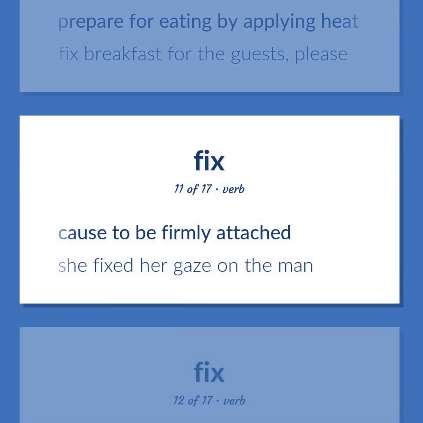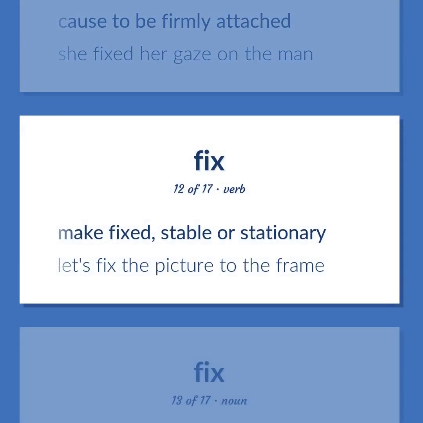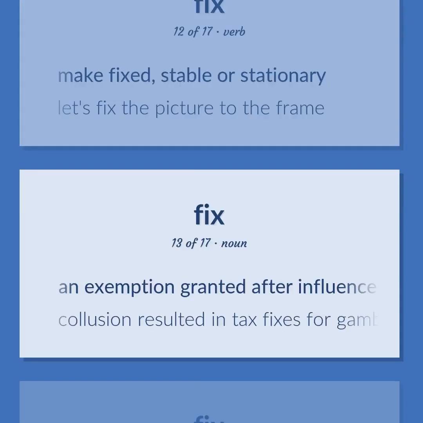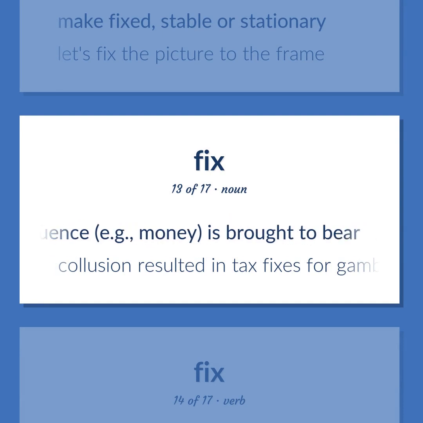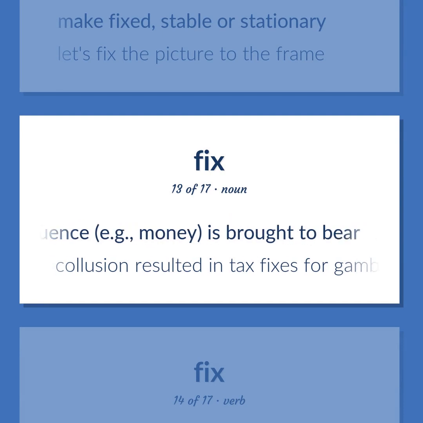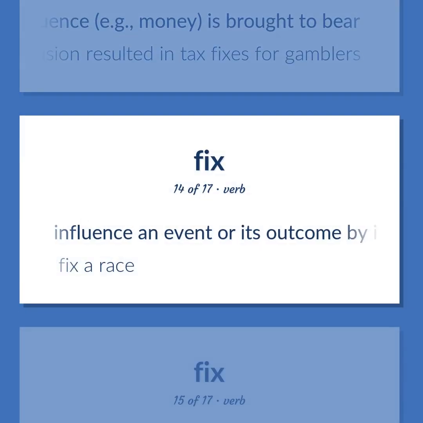Cause to be firmly attached. She fixed her gaze on the man. Make fixed, stable or stationary. Let's fix the picture to the frame. An exemption granted after influence, e.g., money, is brought to bear. Collusion resulted in tax fixes for gamblers. Influence an event or its outcome by illegal means. Fix a race.